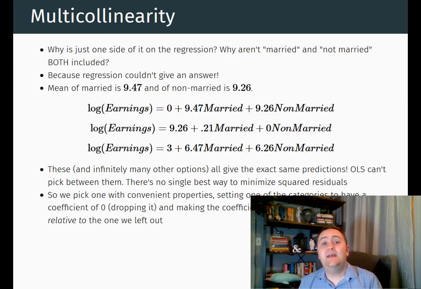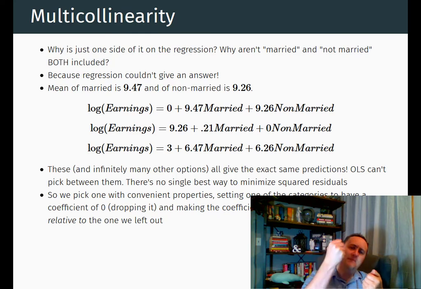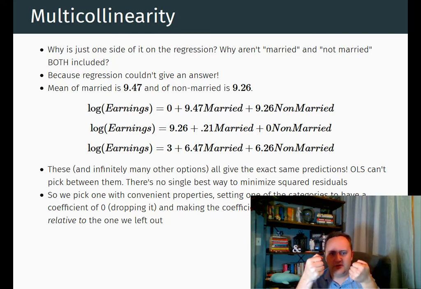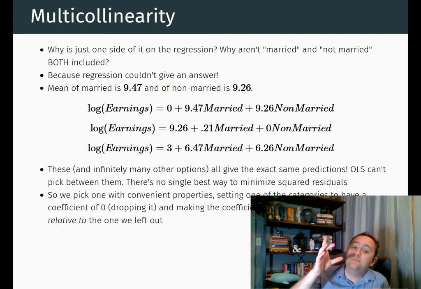One quick thing to note is that we only have one version of the variable on here, right? So there's two different values going on here, married and not married, but we only have married in the regression. Why don't we have married and not married so that we can compare them to each other? Well, it's because we already have that comparison in there. Remember, the intercept is showing us the average for non-married people. So the non-married people are already in there, and then we compare them with the married amount.